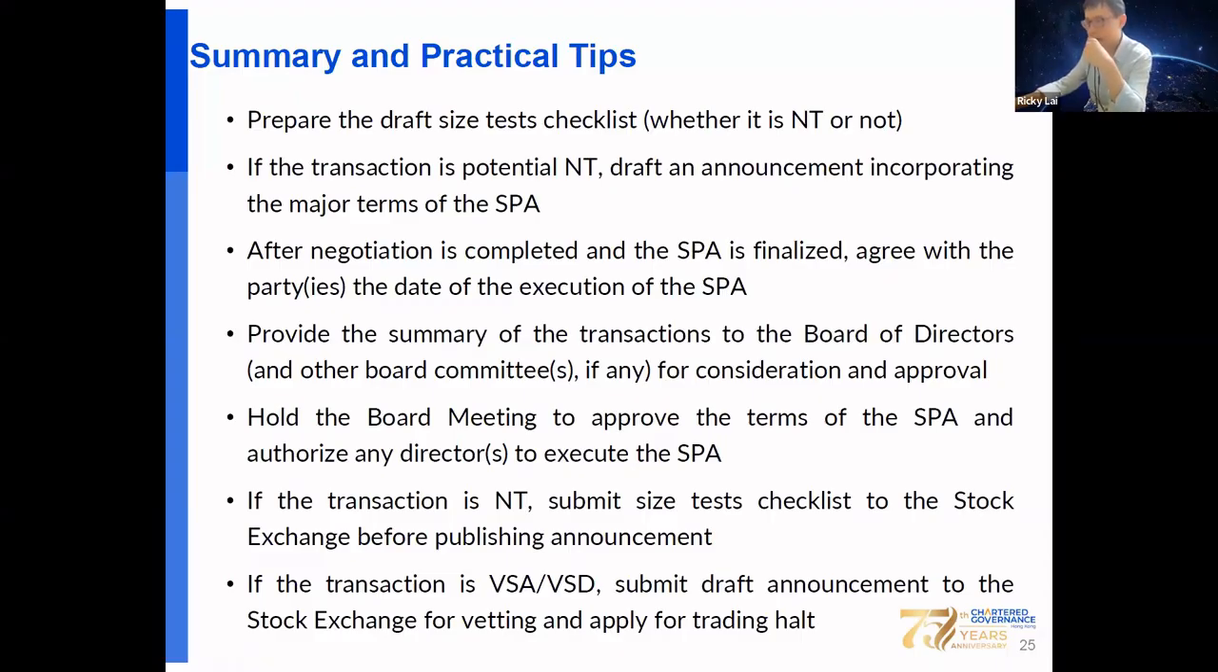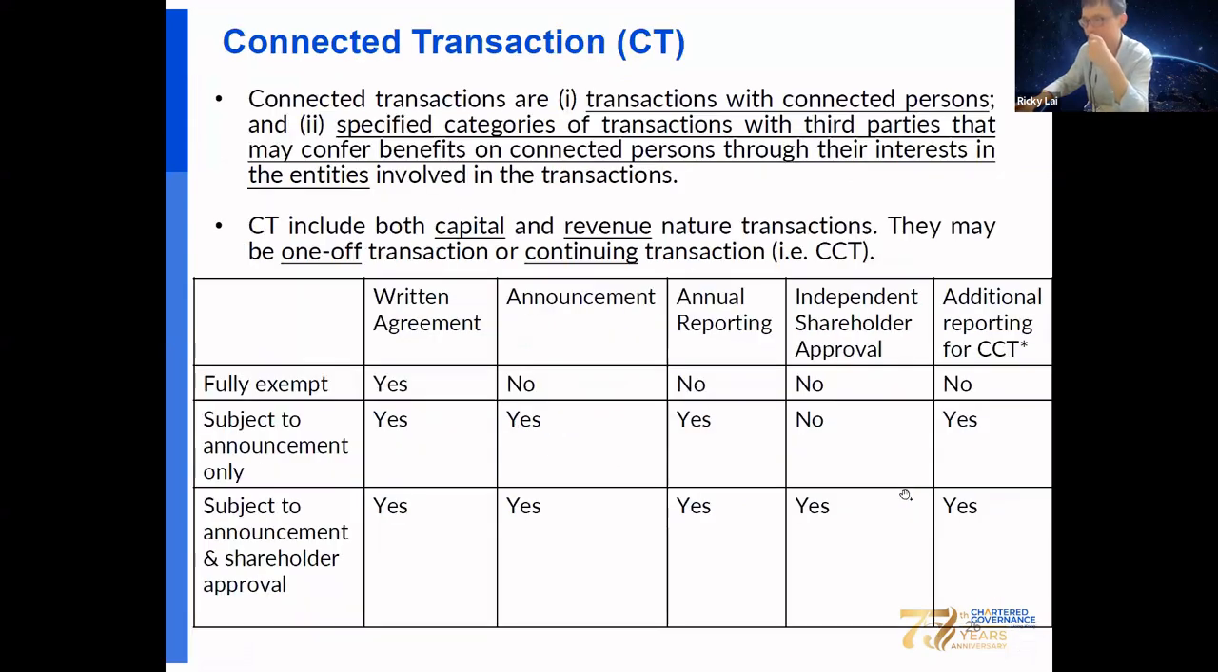Then at the board meeting, approve the terms of the SPA and authorize any director to execute the SPA. On the day of signing the SPA, the company should submit the signed checklist to the stock exchange before publishing the announcement. If the transaction is VSA or VSD, the draft announcement should be submitted to the stock exchange for vetting first, and the company may apply for trading halt until the company is able to publish the VSA or VSD announcement. Then the trading of shares can be resumed.